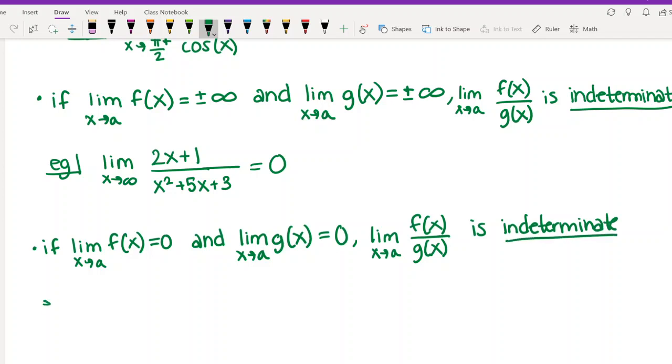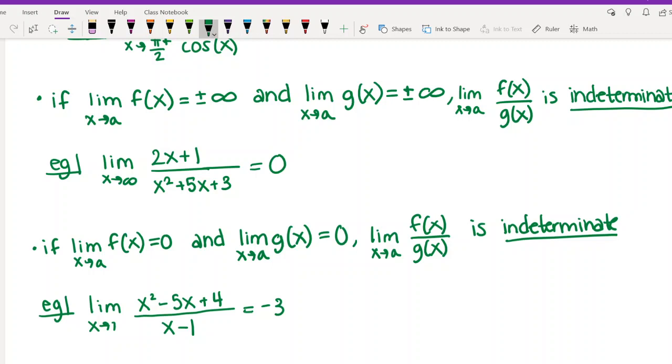So an example of that would be the other one that we did. The limit as x approaches 1 of x squared minus 5x plus 4 over x minus 1. If you try to plug in 1, you're going to get 0 over 0. And so we couldn't determine what this limit was without doing some extra work. But once we did that extra work, we figured out that it was -3.